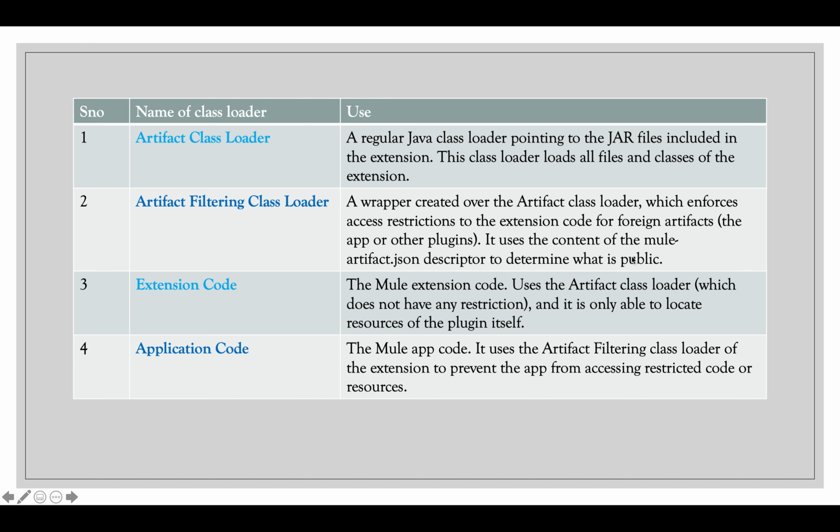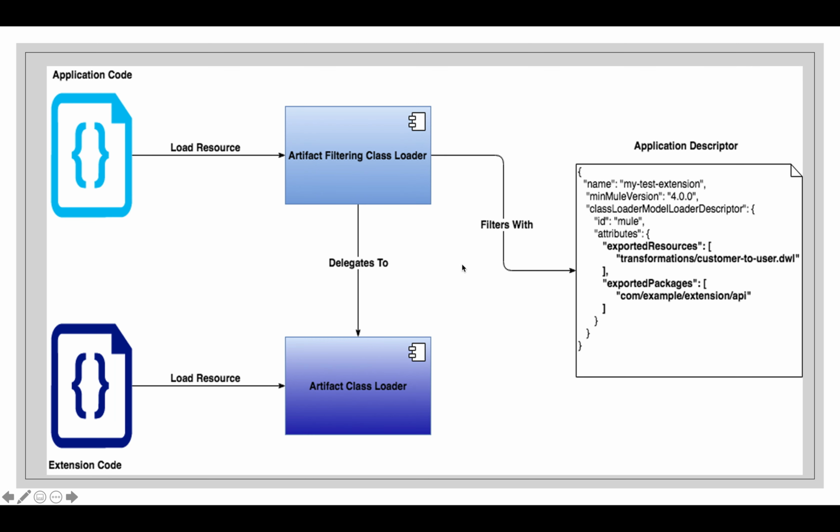So just to give you an idea about it, this is our application code, and it reads the mule artifact JSON file which is maintained at the pom.xml level, and whatever we have defined along with the minimum Mule version that is being supported, all those exported resources and packages will be available for public access. So how does it happen?